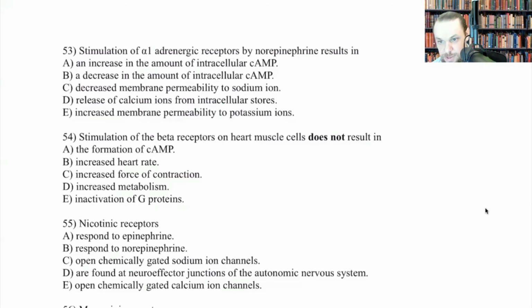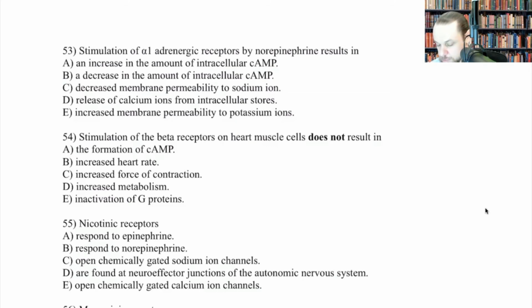Stimulation of A1 adrenergic receptors by norepinephrine results in increased membrane permeability. So stimulation of alpha 1 by norepi will actually release calcium.